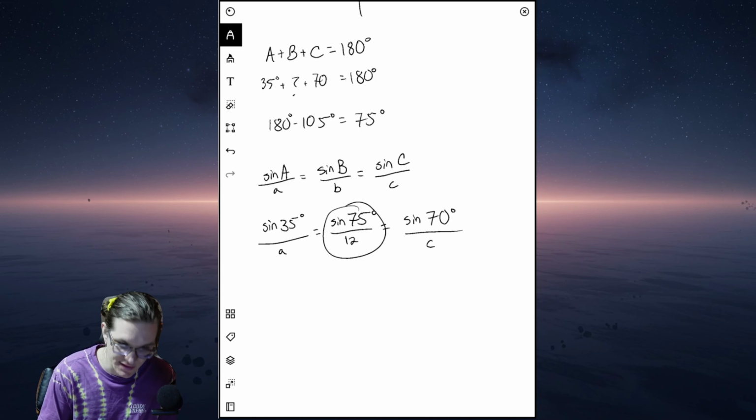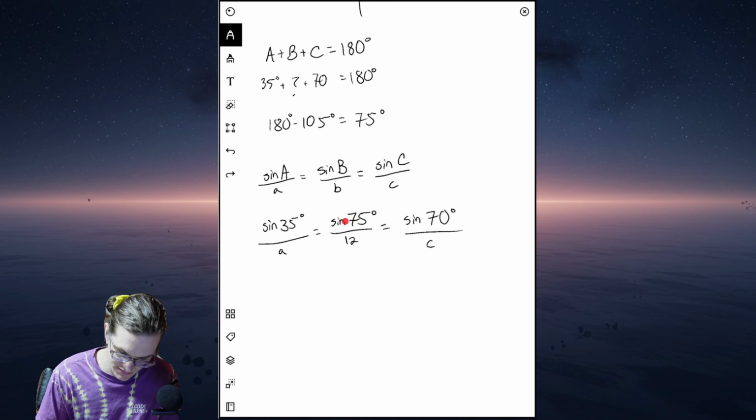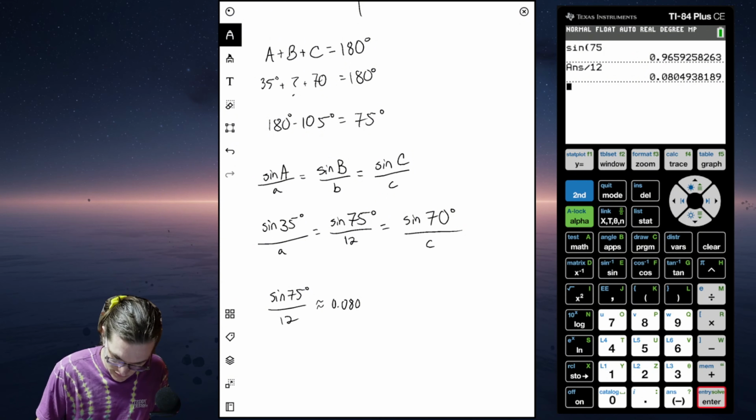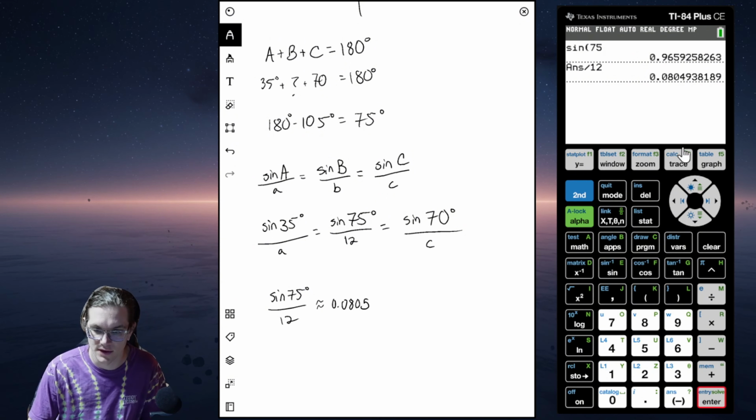This right here is a good indicator of what I need to use to solve things. It is just a number. The sine of 75 degrees is a value, 12 is a value, so this ratio is just a known number. And I'm going to use my calculator for that. Okay, so let's punch this into the calculator. In degrees, sine of 75 degrees, and we'll divide that by 12. Approximately 0.0805, we'll call it, right?